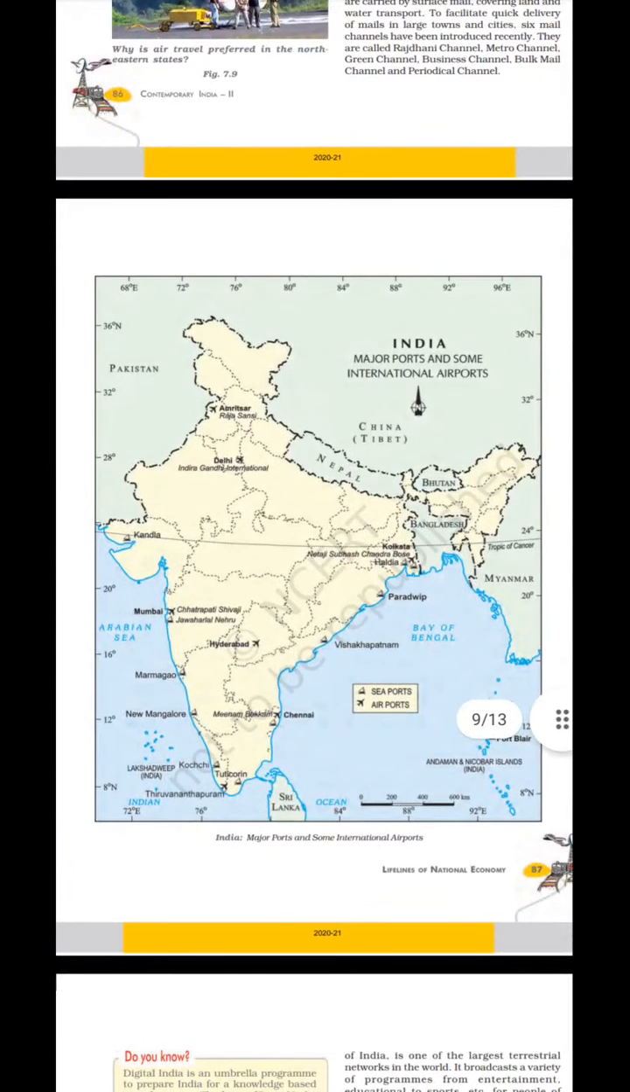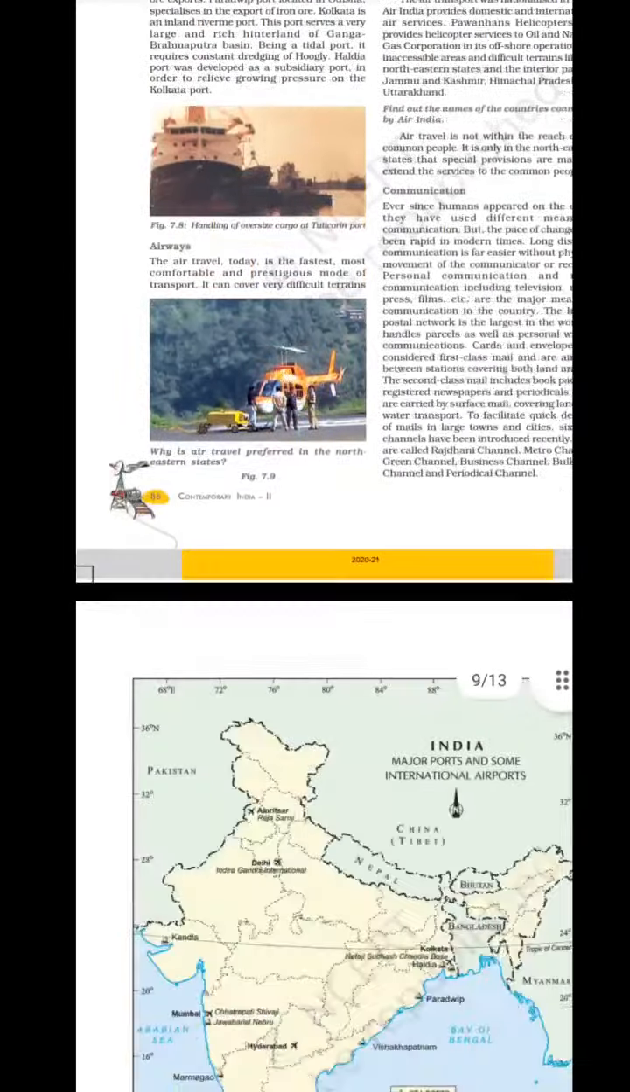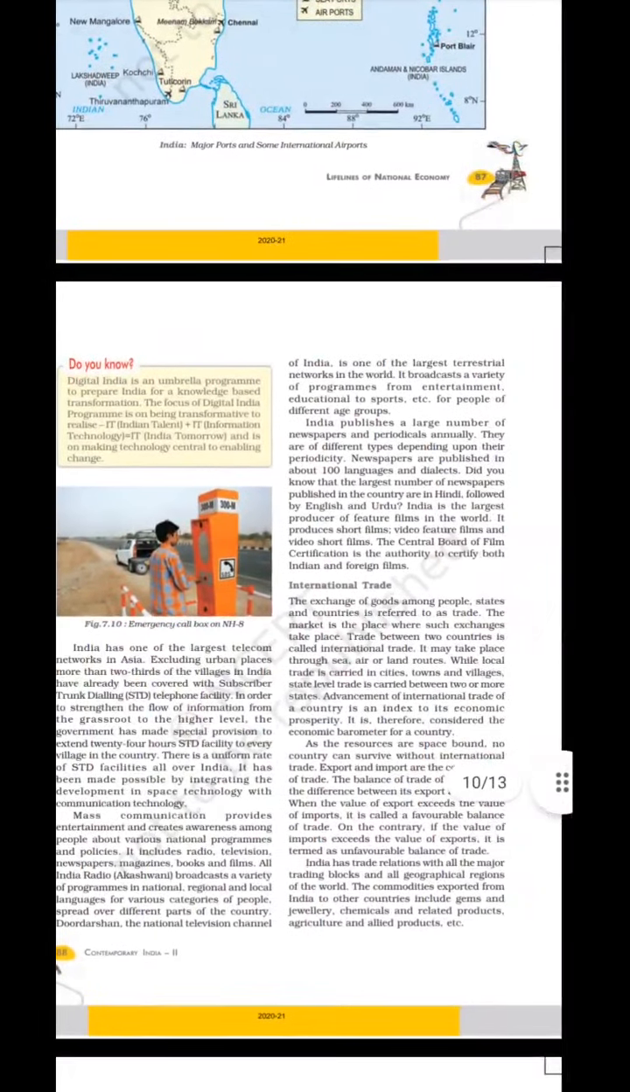Take a look at this map: India, major ports, and some international airports. Take a look at figure 7.10, emergency call box on NH8.